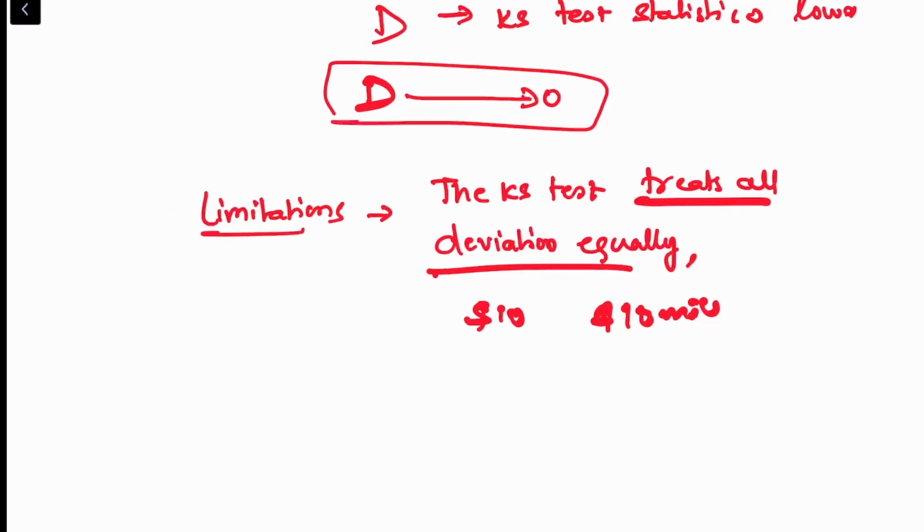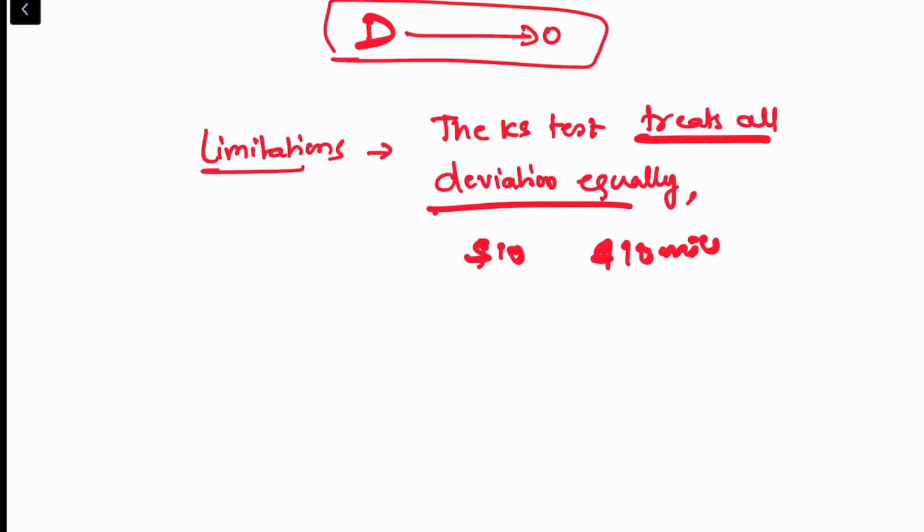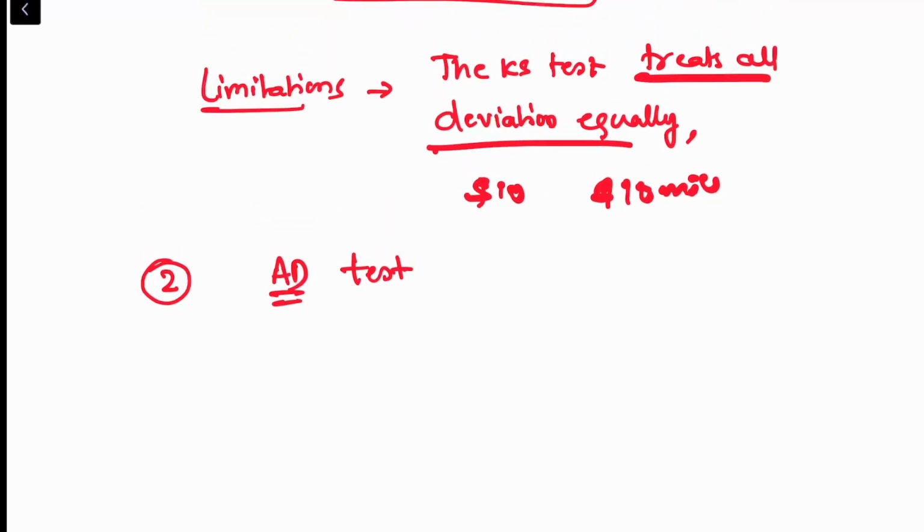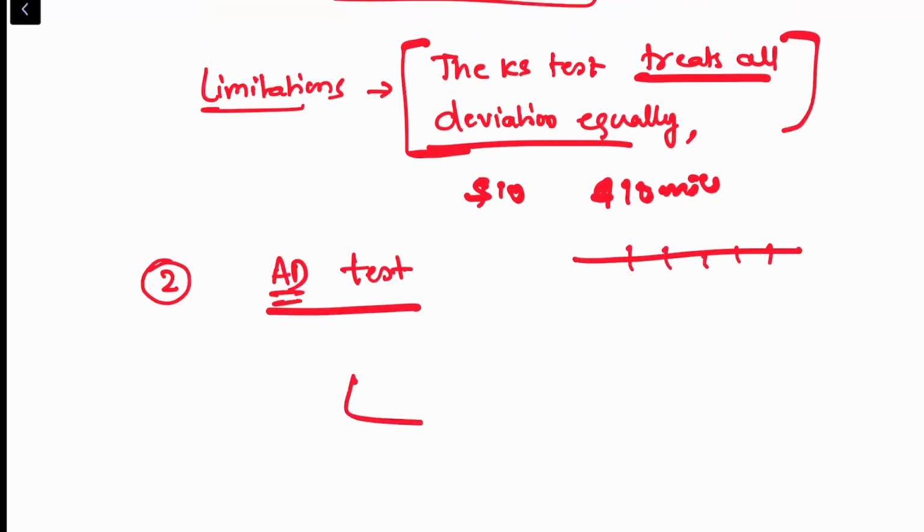Now coming to the second test, that is the AD test, the Anderson-Darling test. Clear? This is similar to your KS test, but it gives more weight to the tail observations. The limitation of KS is that it treats all the data equally, but this test gives more weight to the tails, the extreme losses and the extreme gains.